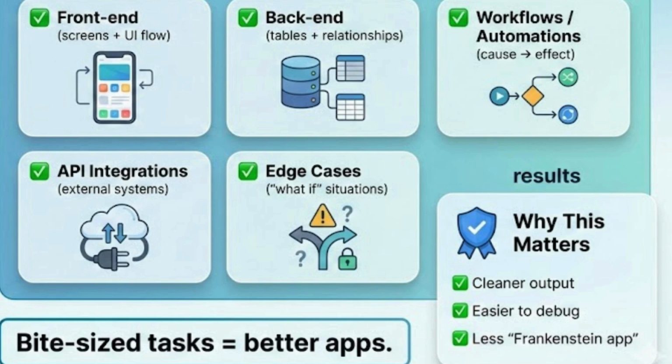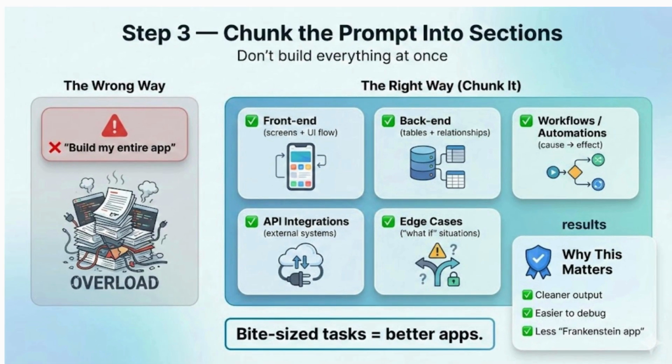Chunk 5 are edge cases. These are what-if situations. For example, what if a user deletes something by mistake? What if they refresh mid-process? What if data is missing? What if someone enters invalid numbers? Handling these early prevents bugs later on.